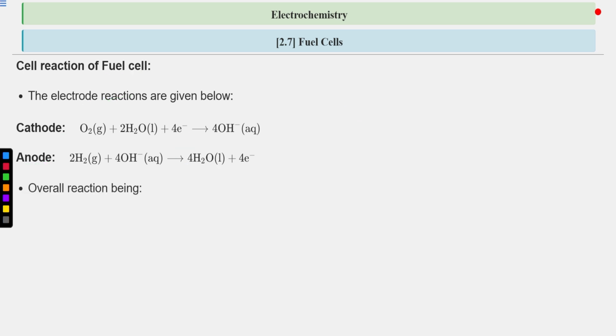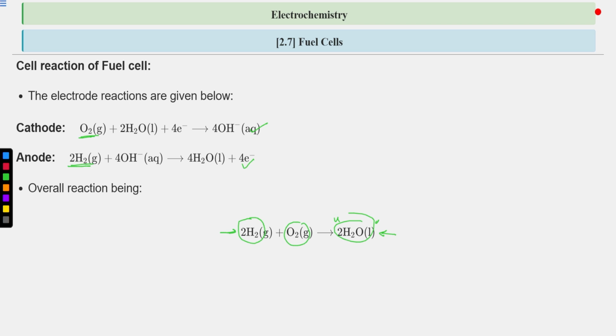Now for the overall reaction, we just add these two reactions going on at the electrodes, and the overall reaction we get is 2H2 plus O2 giving us 2H2O. So this is the overall cell reaction, not the particular electrode reaction. That means if you give the cell hydrogen and oxygen, the cell will return you molecules of water.